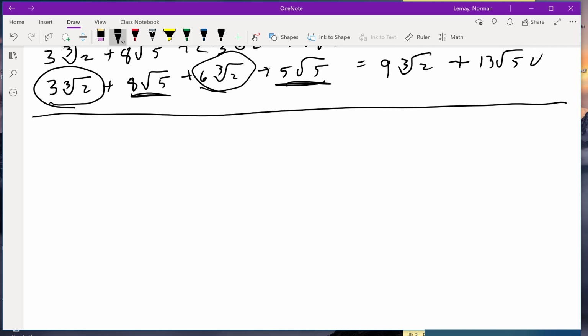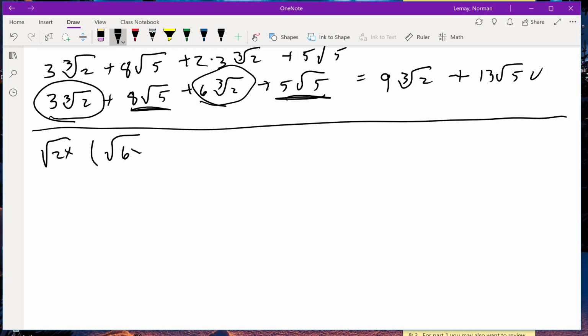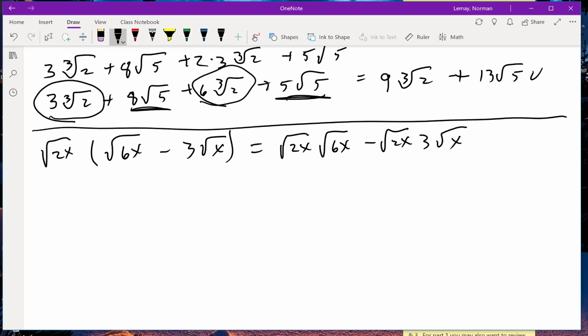All right, so again, just to take a look at a couple of more examples. Let's add a couple more multiplications. So square root of 2x times the square root of 6x minus 3 root x. So again, if I distribute this across, we get the square root of 2x times the square root of 6x, minus the square root of 2x times 3 square root of x.